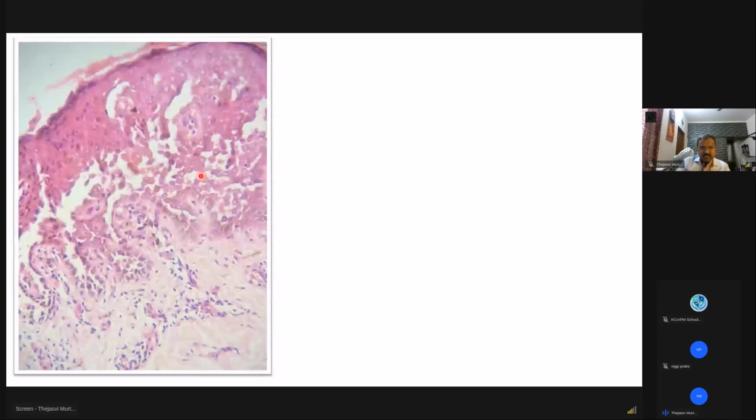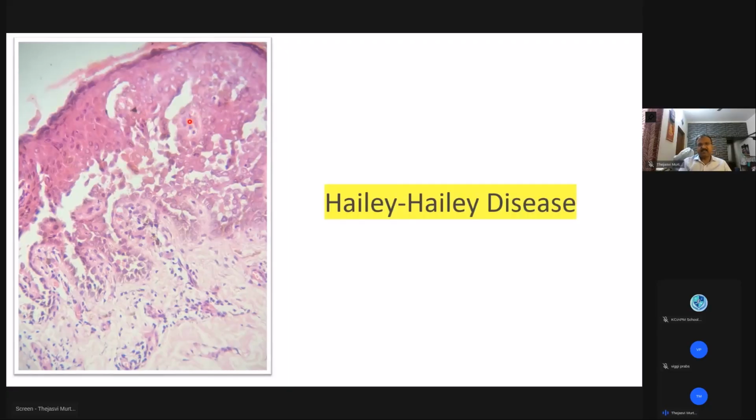Now what you are seeing is that the acantholysis is striking here. Again, the level of split is suprabasal, but the acantholysis is striking. This is nothing but Hailey-Hailey disease, what we call a dilapidated brick wall appearance. There is acantholysis depicting a dilapidated brick wall appearance, and there is a suprabasal split.